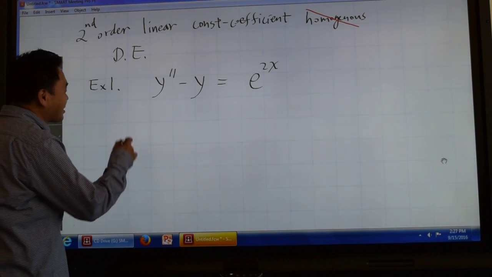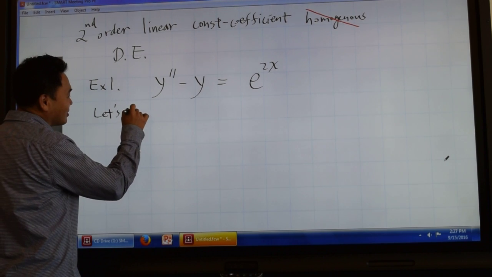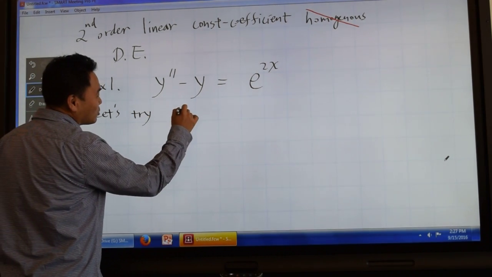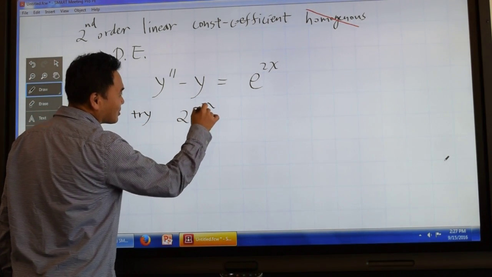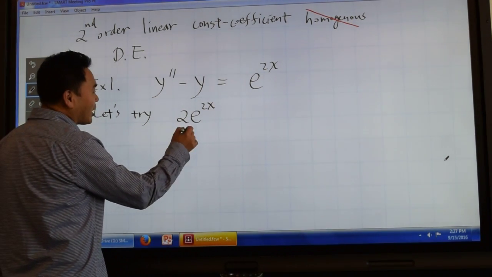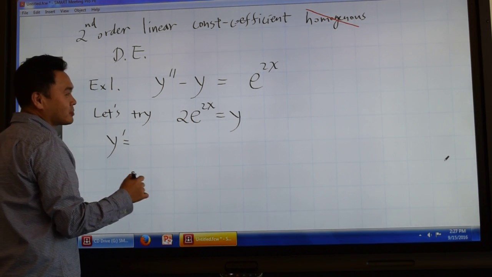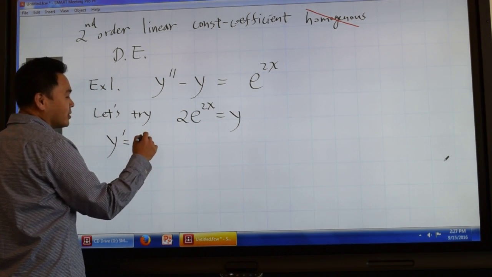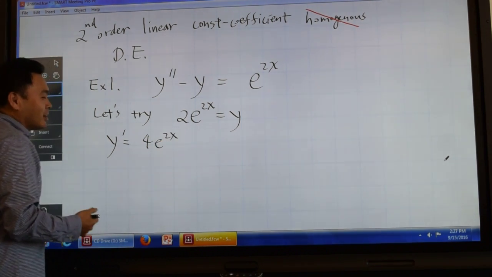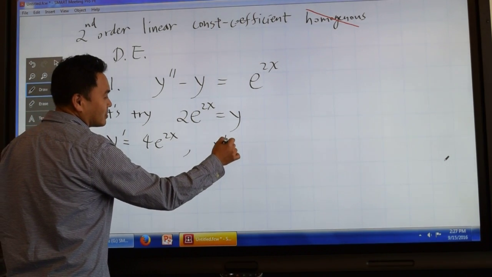But I like this. So let's try. We weren't that far off. 2e to the 2x. Okay. Let's see if this works. If I say y is 2e to the 2x, what's y prime? 4e to the 2x. And then what's y double prime? 8e to the 2x.